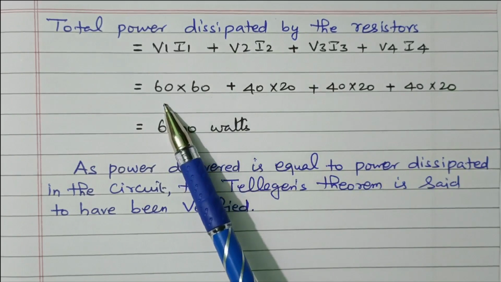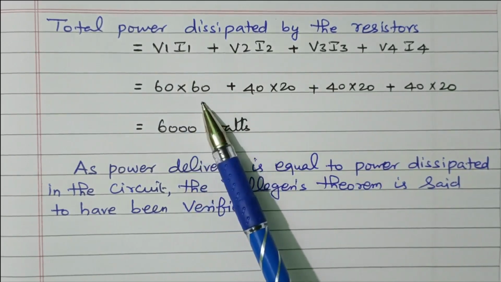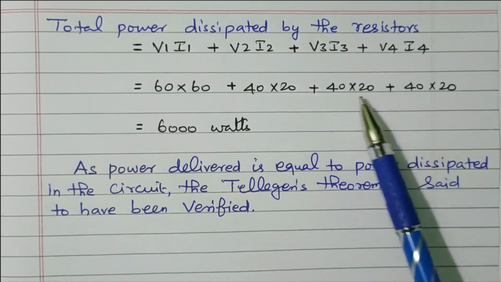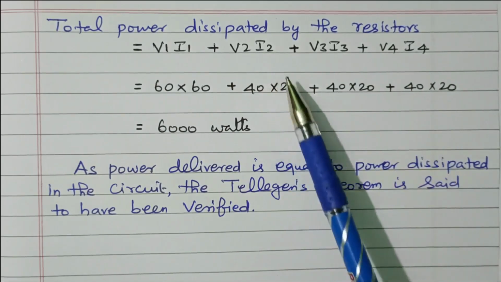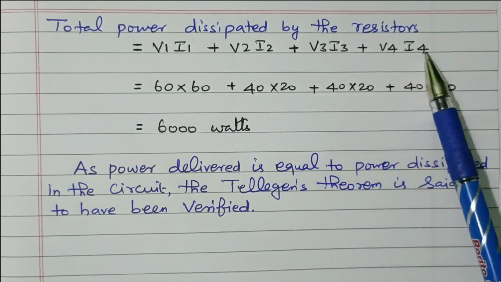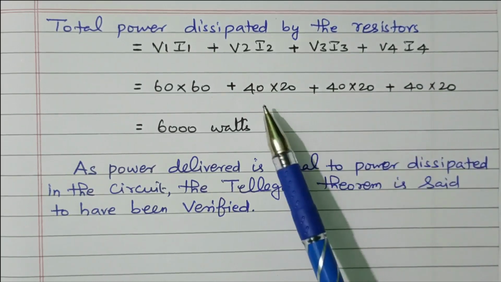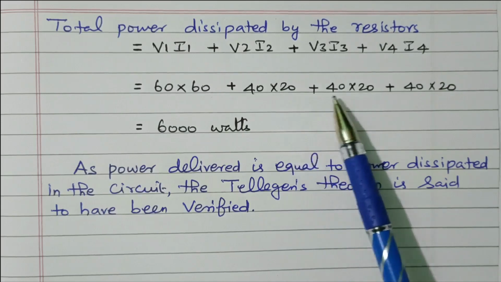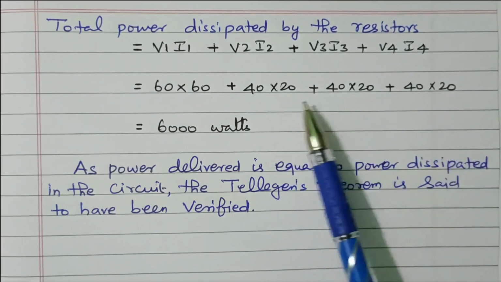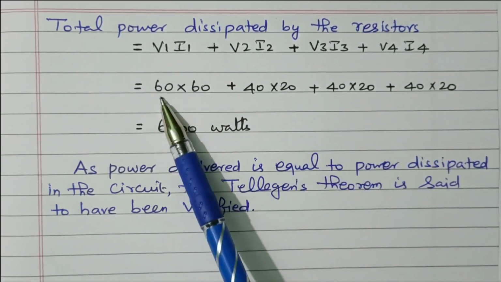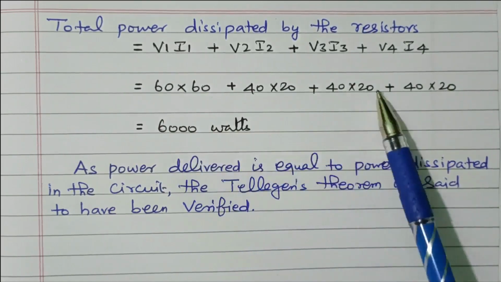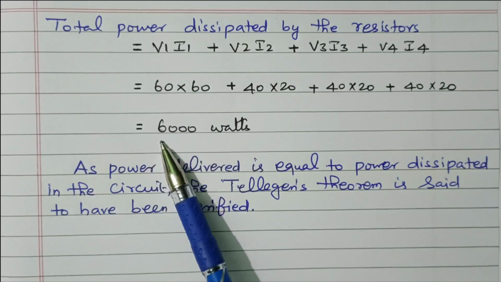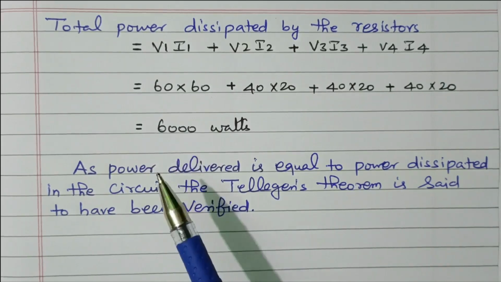V1 is 60 volts. I1 is 60 amperes. Right. V2 is 40 volts, and V3, V4 are also 40 volts. Similarly, I2 is 20 amperes, and I3, I4 are also 20 amperes. The voltage across R2, R3, R4 is equal, and similarly the current flowing through R2, R3, R4 is also equal. 40 into 20, and 60 into 60. By simplifying all this, what we got is 6000 watts. Right. So this power dissipated is also 6000 watts.